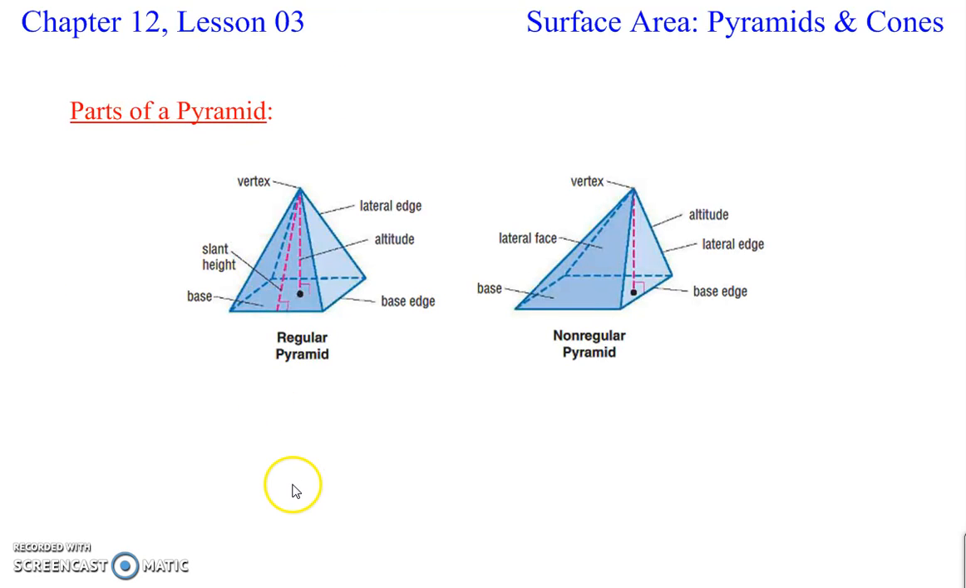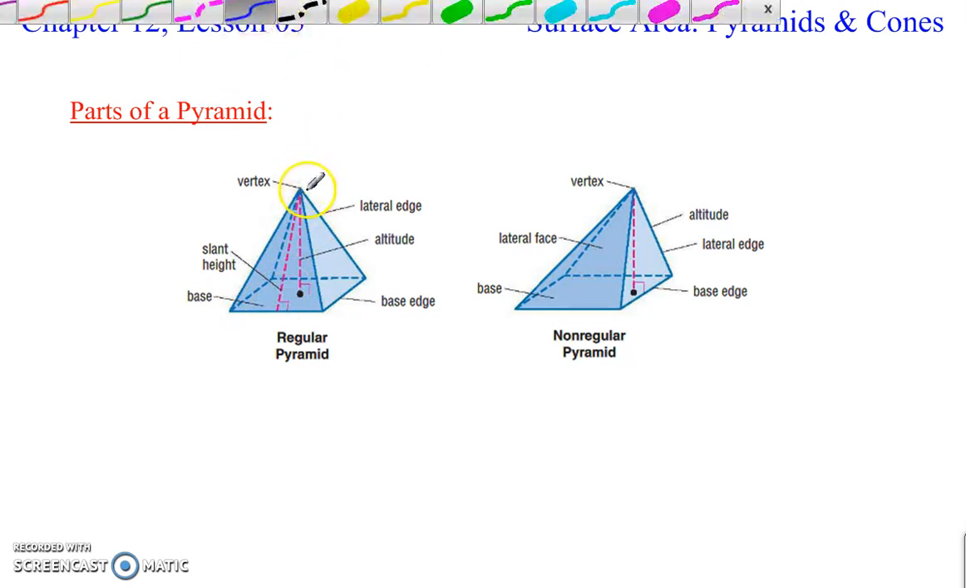Okay, so if we're looking at a regular pyramid, the altitude is at a right angle on the center of the base. In a non-regular pyramid, the altitude is still at a right angle on the base, but it doesn't necessarily go to the center. Now this edge along the side here is called the lateral edge. That is important to know.